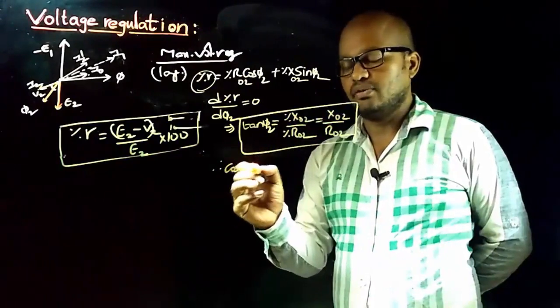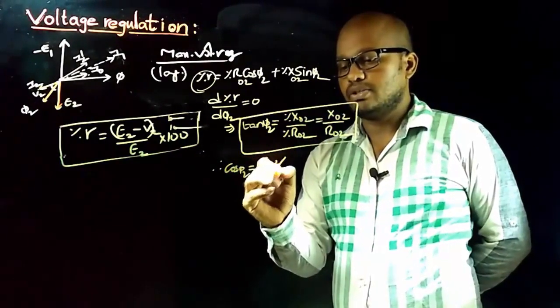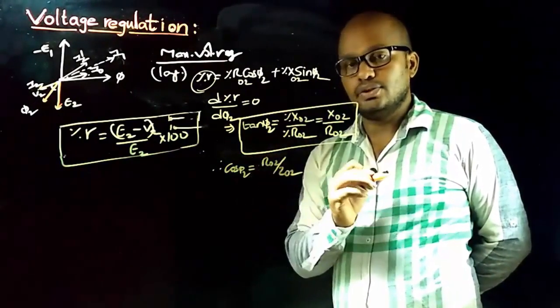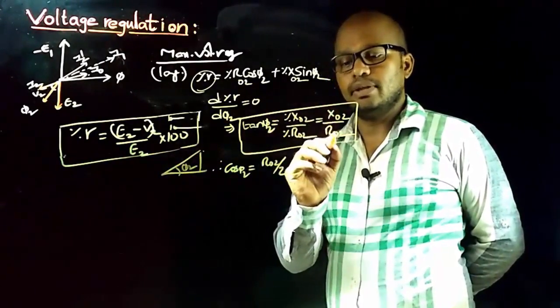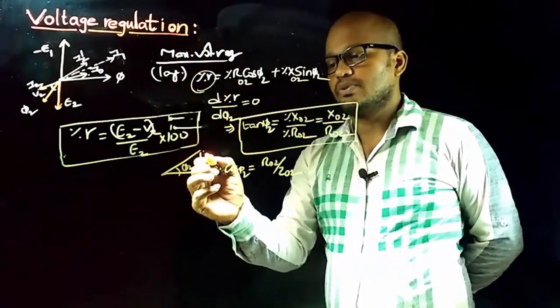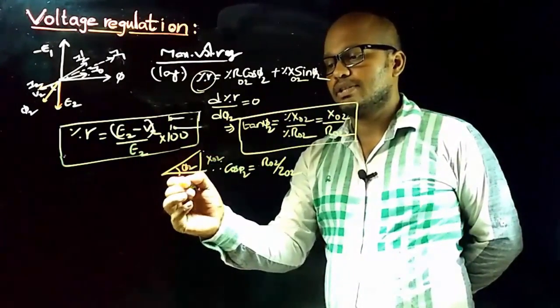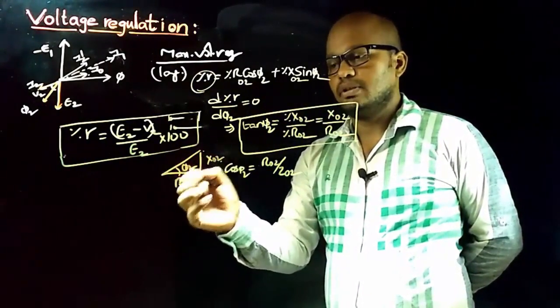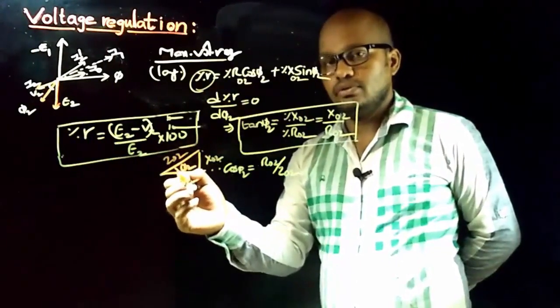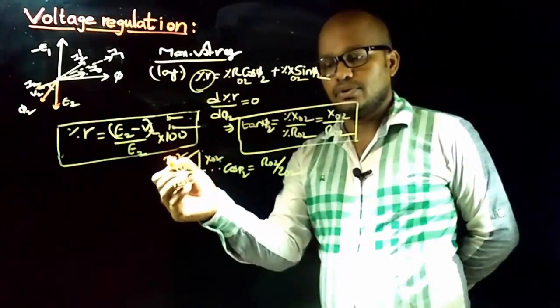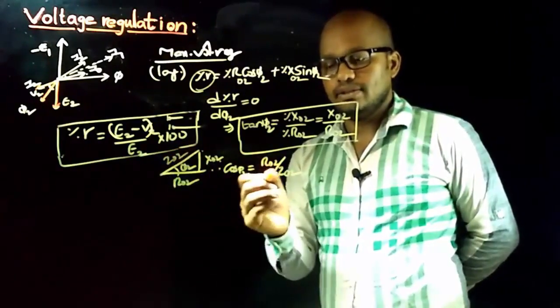Therefore, power factor cos phi 2 is equal to R02 by Z02. If this is phi 2 and tan phi 2 is opposite side by adjacent, the opposite side is X02 and the adjacent side is R02, and the resultant is Z02. Now cos phi 2 is equal to adjacent side by hypotenuse, so R02 by Z02.